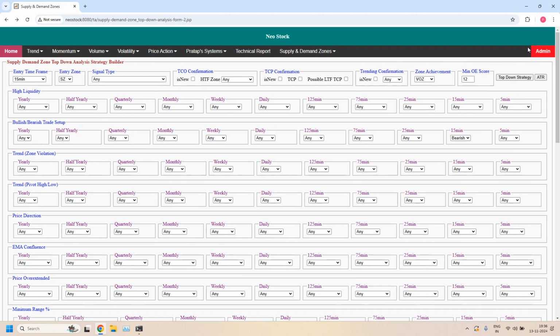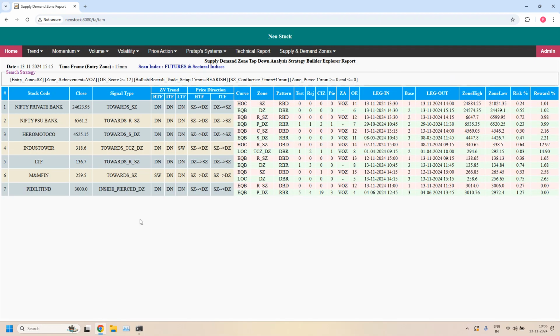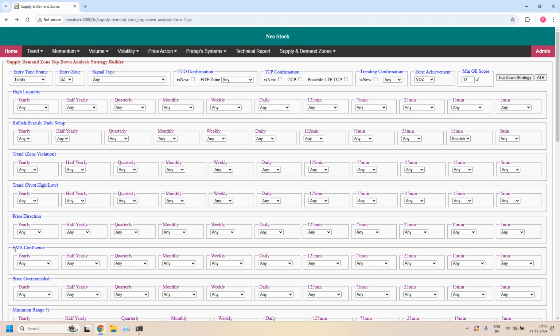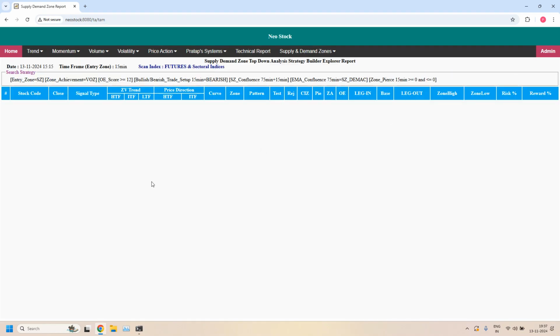With this filter, we got 7 stocks. In all these 7 stocks, the 15 minute supply zones are part of the 75 minute supply zone, and the 75 minutes trend is down. If any of these 7 stocks are having a 75 minutes supply zone with daily EMA confluence, there could be an even more high probability setup. So at the 75 minutes time frame, with the 75 minutes supply zone with daily EMA confluence filter, we did not get any stocks. No EMA confluence for 75.